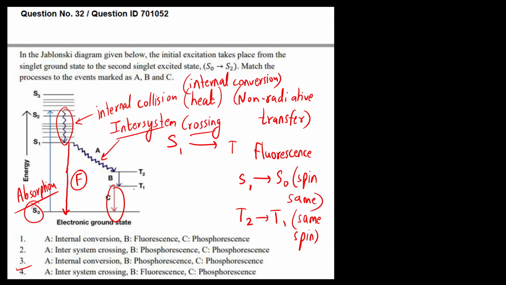And in this last step from T1 to S0, the spin is changing. This is phosphorescence. The correct answer here is option 4.